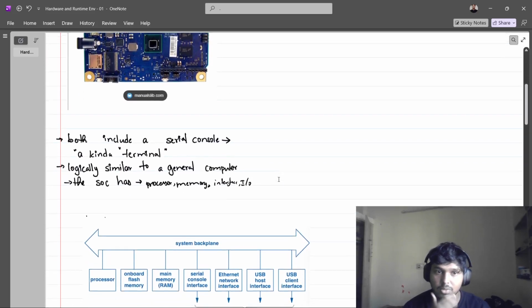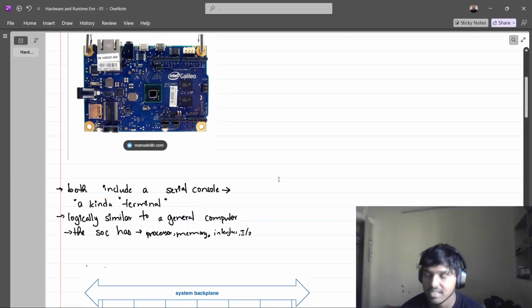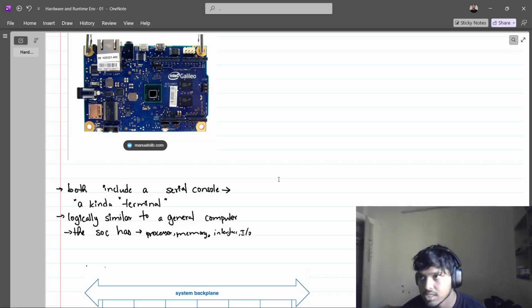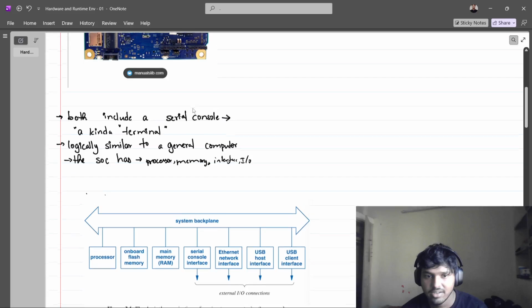So both of them have a serial console, which is like a terminal which the OS could use to interact or send messages or errors to us, which you should be connecting to with, I think, the GPIO pins or something like that. I don't know what that is.